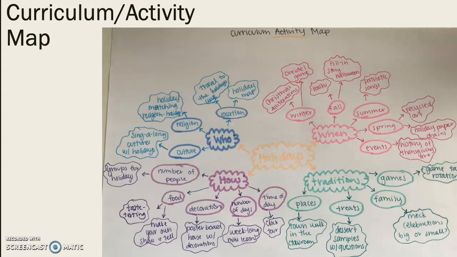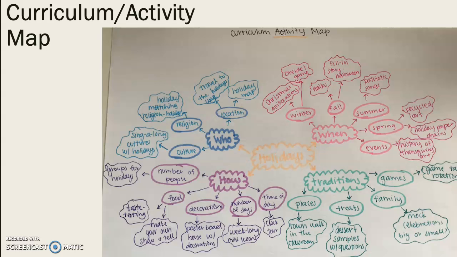And then this is my activity map. I started off the same way. I have the holidays, and then I have the who, the when, how, and the traditions. With each of those subcategories, I came up with one or two ideas of activities that you could do. For example, under the who, I have location, and so the students could create a holiday map, or they could travel to the holidays on a walk around the classroom. So I have it broken down with activities in those categories.